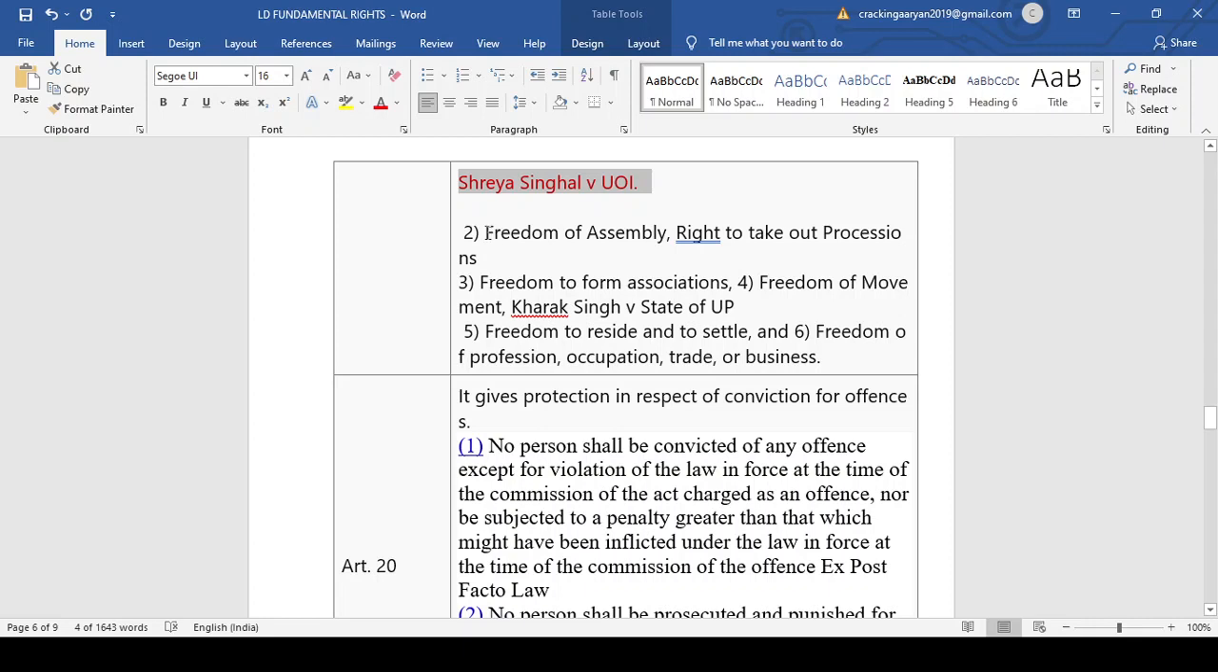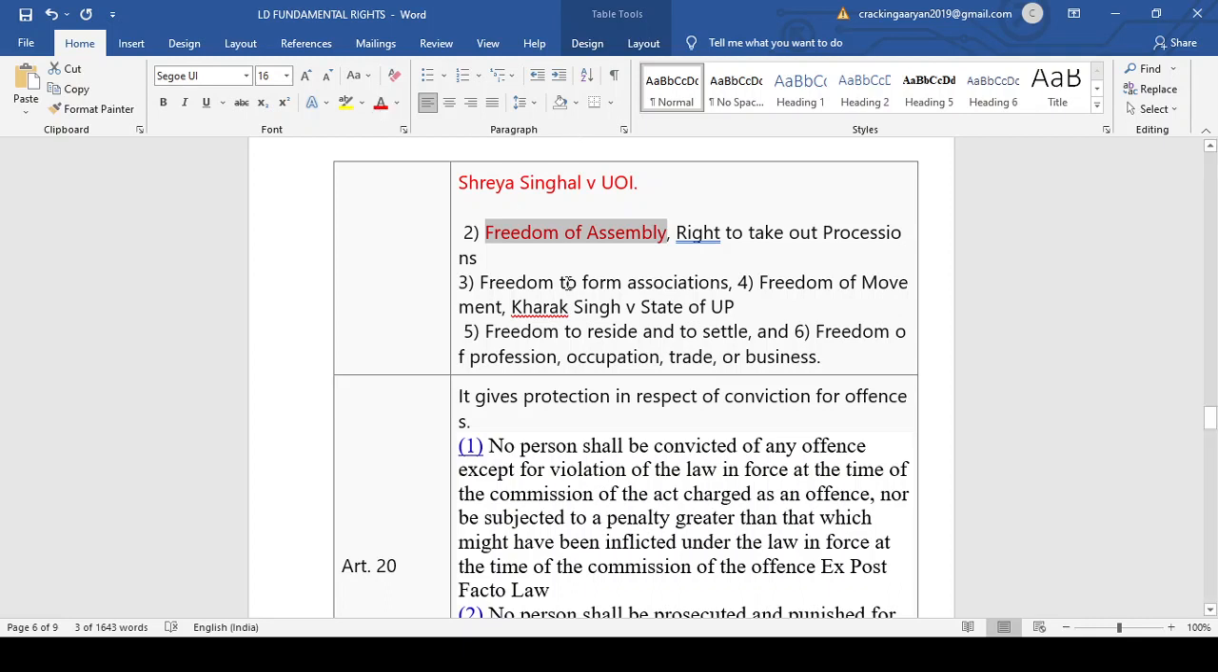Then we have the freedom of assembly. We can assemble anywhere we want in the country. Wherever we want we can assemble, we can take out any procession, any religious procession can also be taken out. Now you cannot state that this is a Hindu dominated region, so only Hindus will take out the procession, or this is a Muslim dominated region, only Muslims will take out the procession. So freedom of assembly is that any people can assemble, but there also it comes with a limitation.